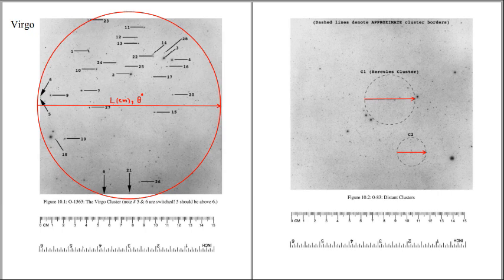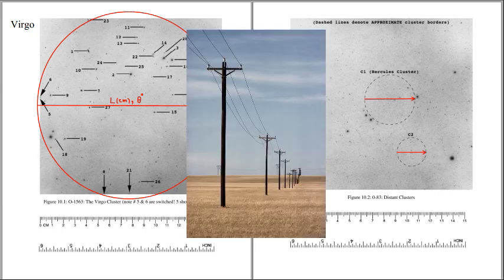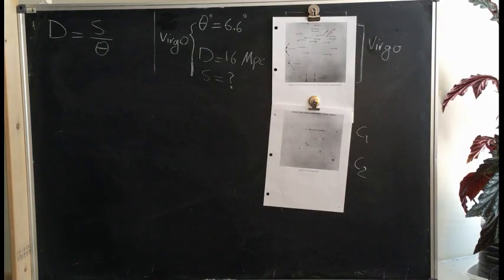First thing, without doing any calculation, if we assume all three clusters have the same true size, by increasing their distance, they will look smaller. So you can compare their size and you can tell which one is further, which one is closer.